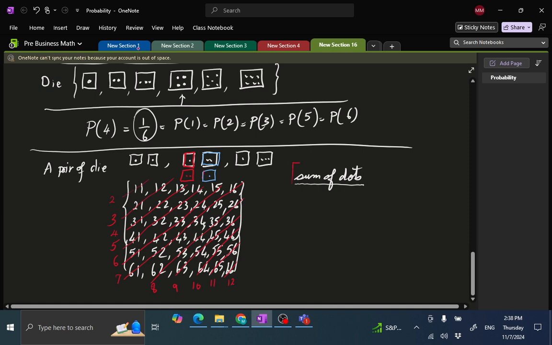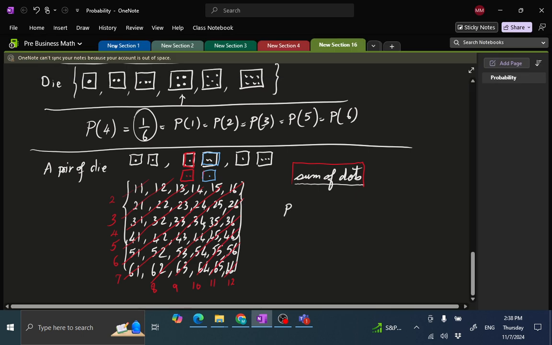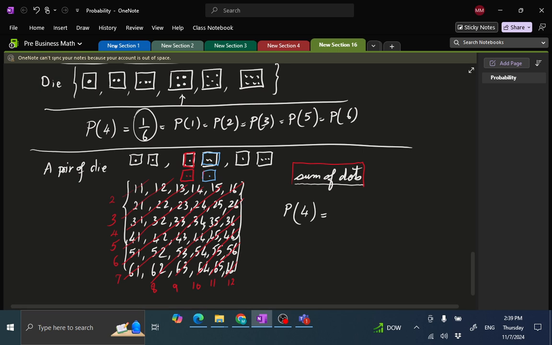So assuming that you're playing the game of sum of dots, what is the probability that I get a 4? Again, we are playing 2 dice. We roll them. The question is, what's the chance I get the sum equal to 4? Well, one, two, three cases in which I get a 4, and all of these are equally likely.